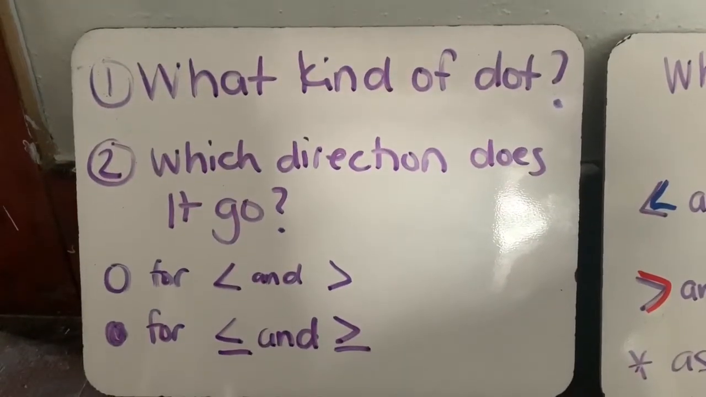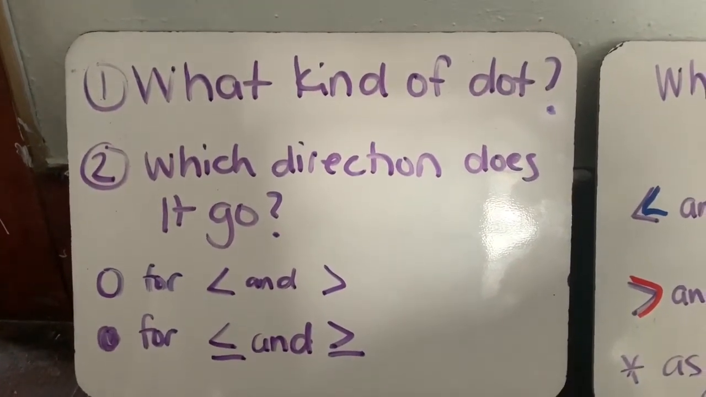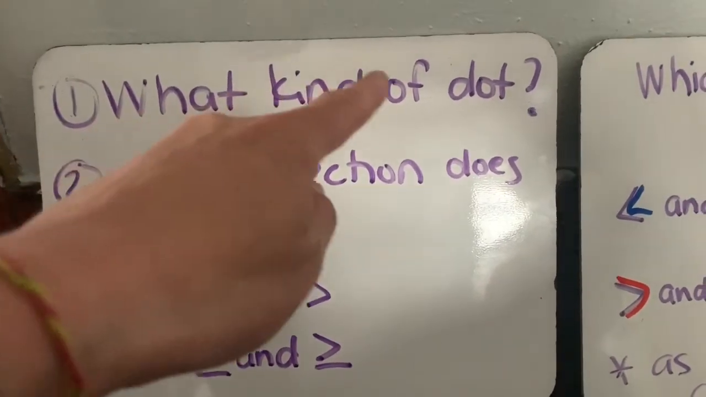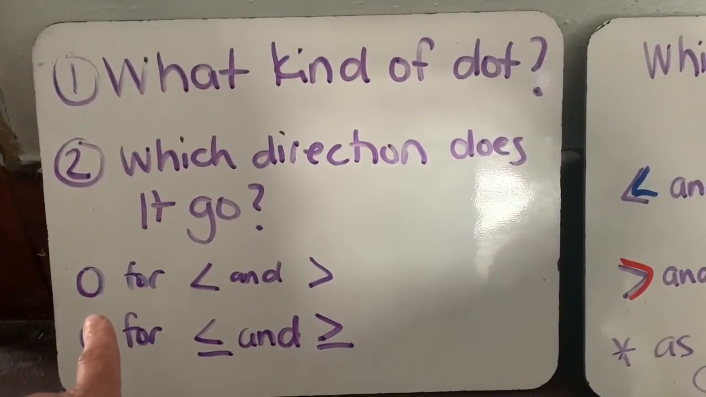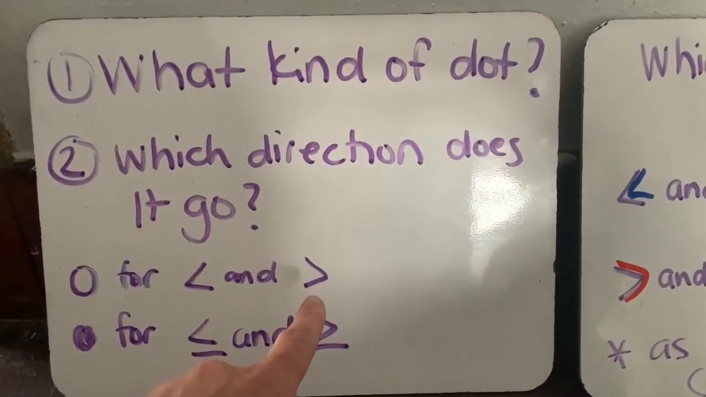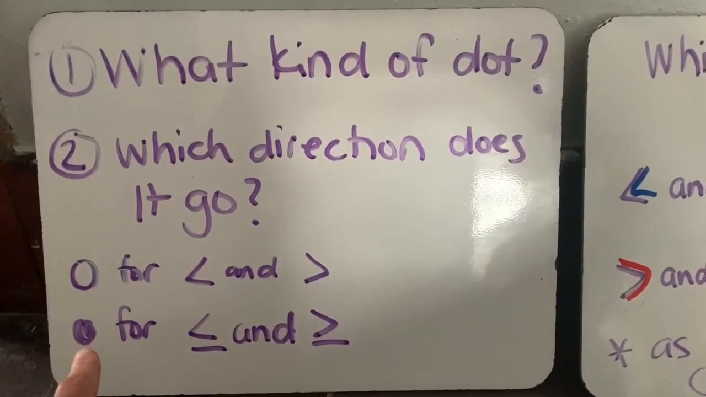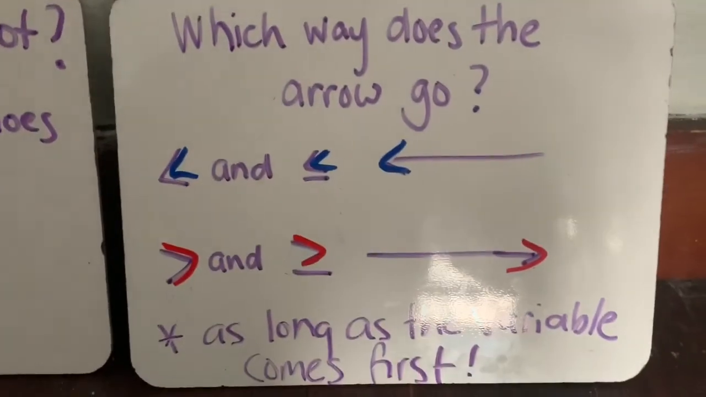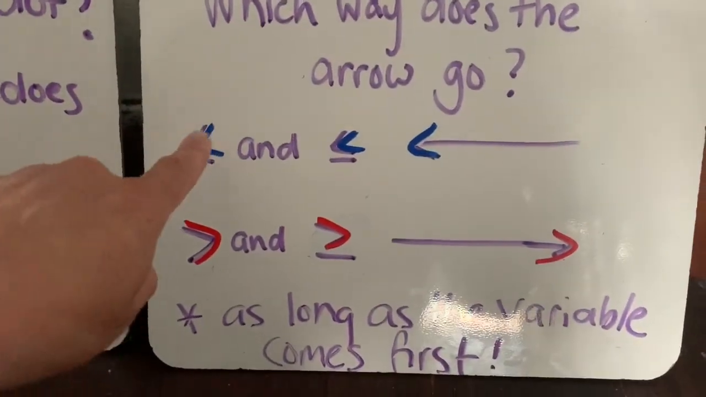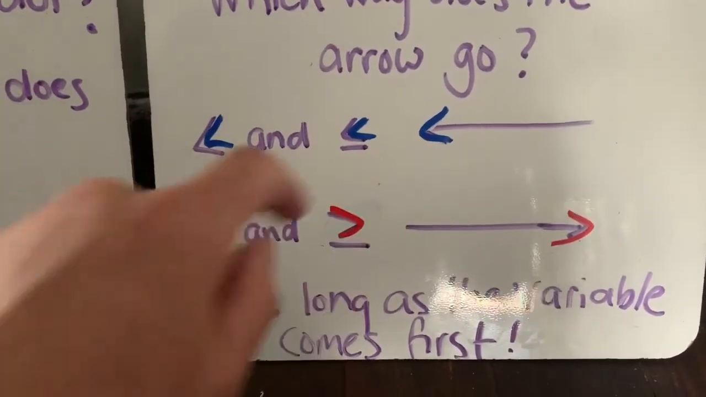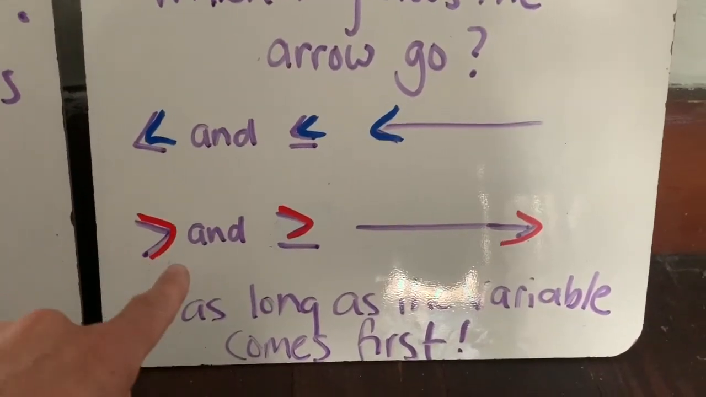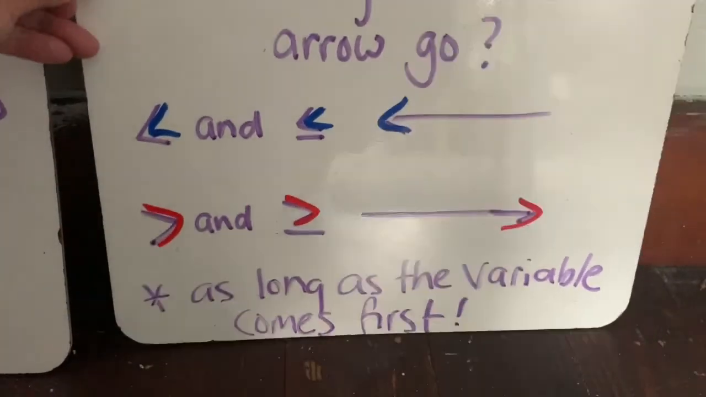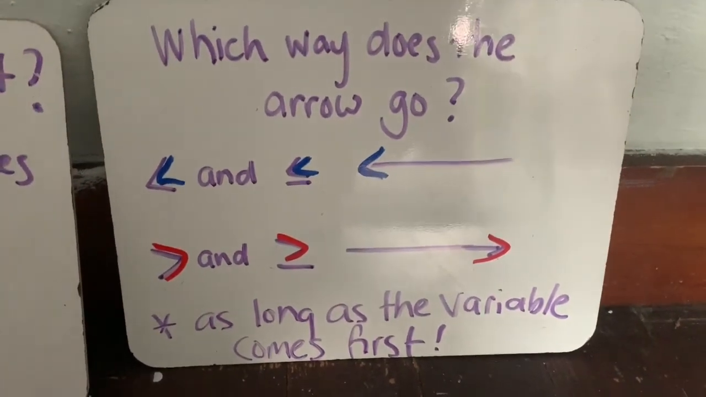To recap, when you're graphing the solution set of inequalities on a number line, you have to remember, what kind of dot is it? An open circle if the symbol doesn't have the line underneath, and a colored in circle if the symbol does have the line. And which way does the arrow go? Well, when your symbol is pointing to the left, your arrow points to the left. And if your symbol's pointing to the right, your arrow's pointing to the right, as long as you have the variable written first in the inequality.